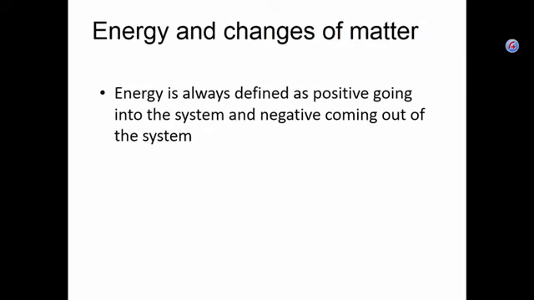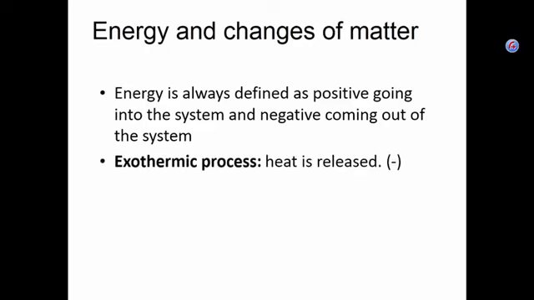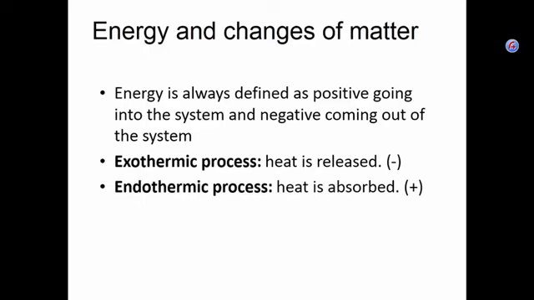When we have these sorts of changes going on, we want to be familiar with what we call a sign convention in terms of where the energy is going. We define energy as being positive when it goes into a system and negative when it comes out of a system. We call this an exothermic process when the energy is coming out of something. So something that is losing energy is exothermic. Something that is gaining energy is endothermic.